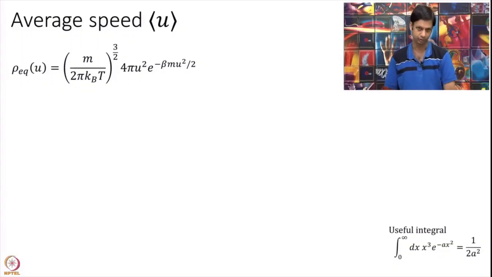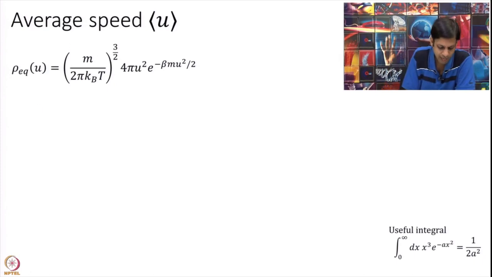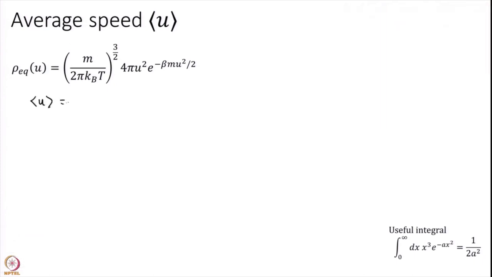Let us try to solve it now. So, the average u, well, how do I find average u? It is the same trick, integral over du, rho equilibrium of u into u. Now, the question is, what is the limit for u? Is it minus infinity to infinity or 0 to infinity? It is 0 to infinity. Remember that u is magnitude, it can never be negative. We are only dealing with the overall quantity.